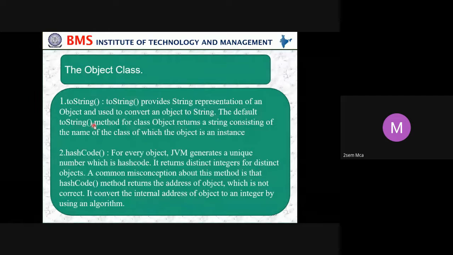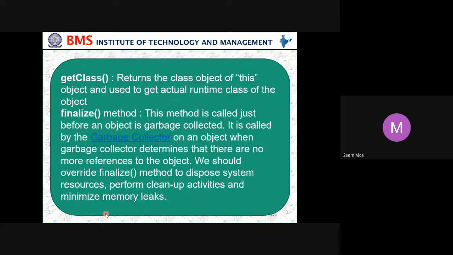The default toString method for class Object returns a string consisting of the name of the class of which the object is an instance. Then the hash code: for every object, the JVM generates a unique number, which is the hash code. It returns a distinct integer for distinct objects. A common misconception is that the hashCode method returns the address of the object, which is not correct. It converts the internal address of the object to an integer by using an algorithm.